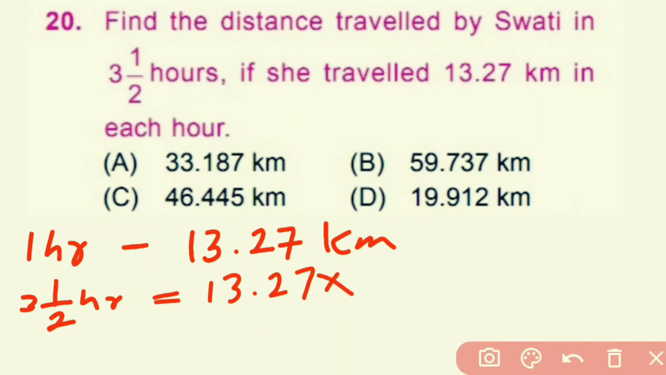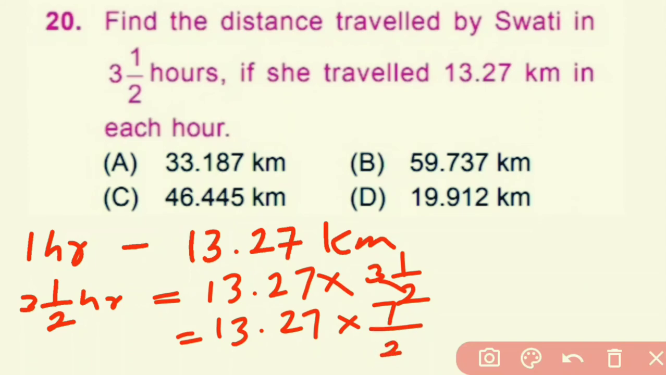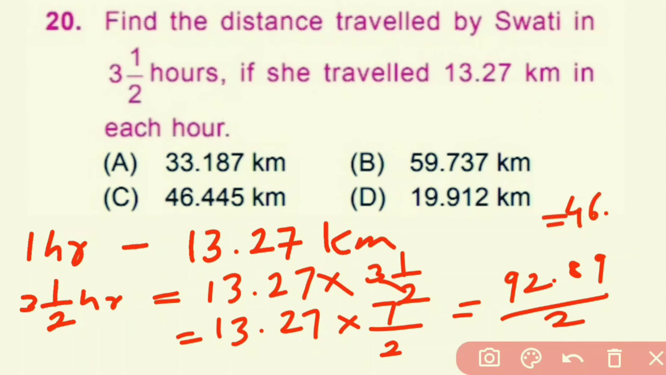13.27 into 3 1/2. So 13.27 into, here 3 into 2 is 6 plus 1 is 7, 7 by 2. So 13.27 into 7 is equal to 92.89. Divide by 2 gives 46.445. So here C is correct answer.